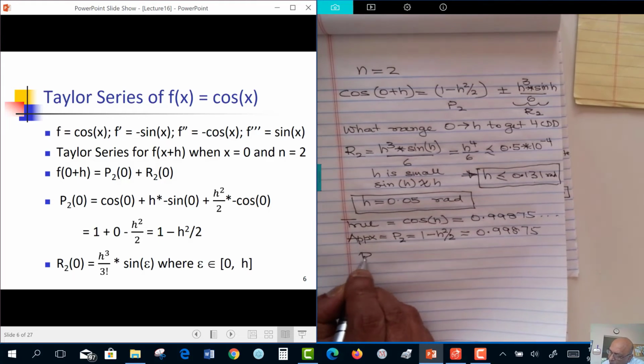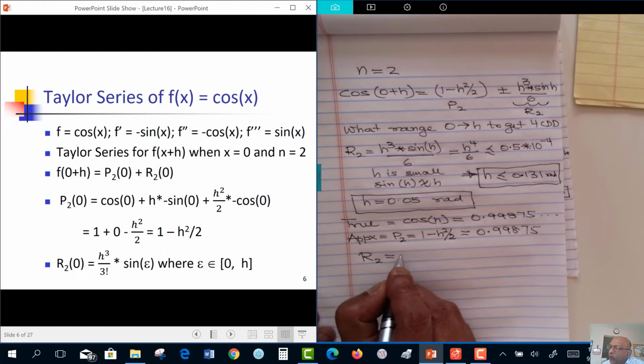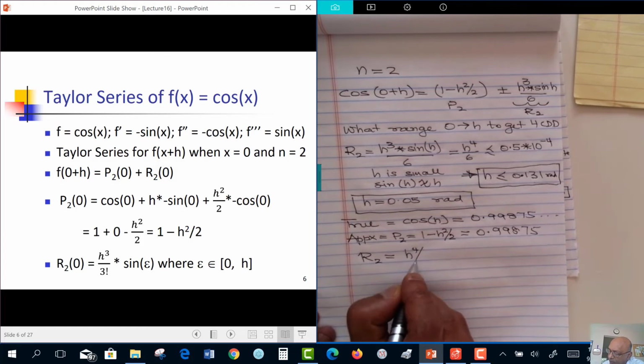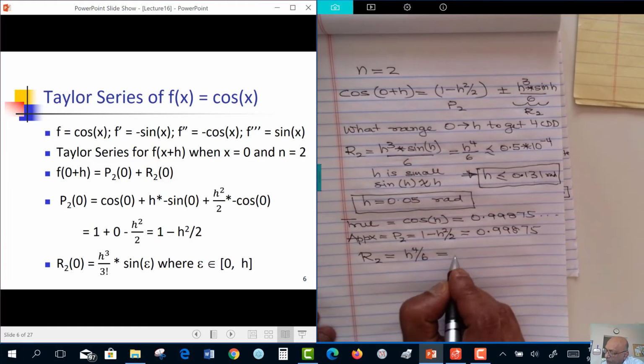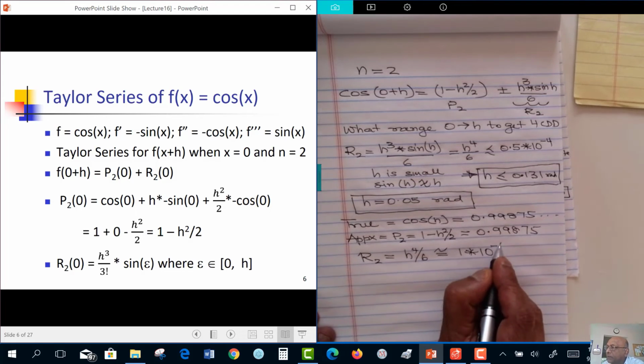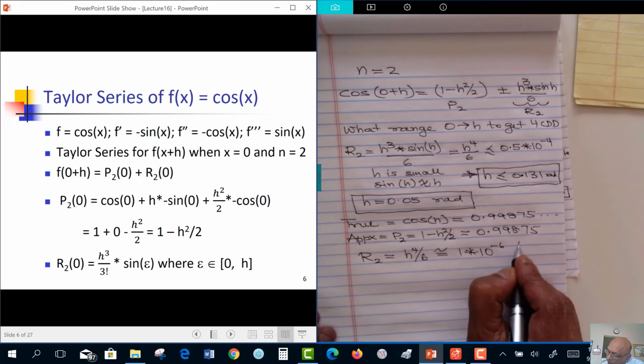Let's see what is R2. R2 was h to the power 4 over 6. So this is 1 times 10 to the minus 6. So this is our absolute error bound.